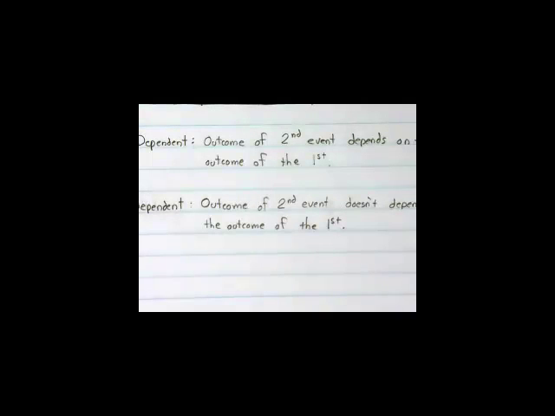Okay, so here are two events. My first event is I'm going to flip this coin. My second event is I'm going to roll this die. Are those two events independent or dependent? Independent. Whatever I get from this coin flip is not going to affect what happens when I roll this die, right? Okay, so those are independent events.